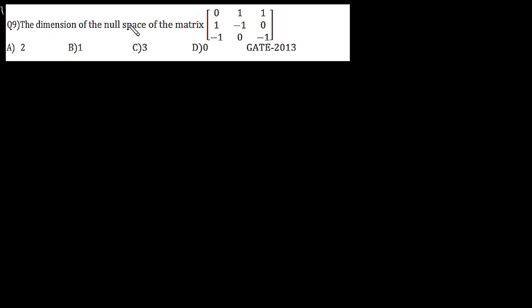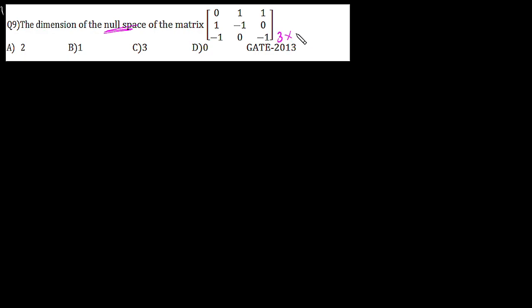Question 9 says: the dimension of the null space of the matrix. The null space may sound different, but here it is nothing but the nullity of the matrix, and nullity is the measure of how much the matrix is rank deficient. In other words, what we have to do is find the rank of this matrix and subtract it from its dimension.